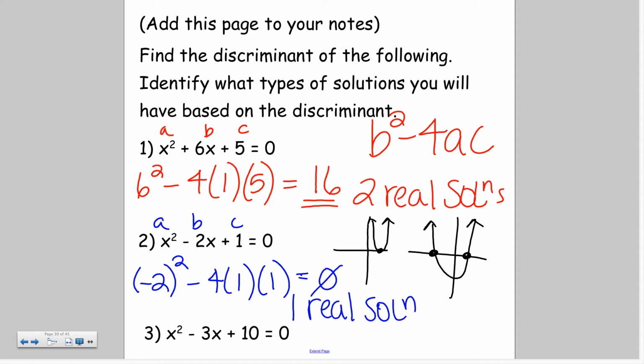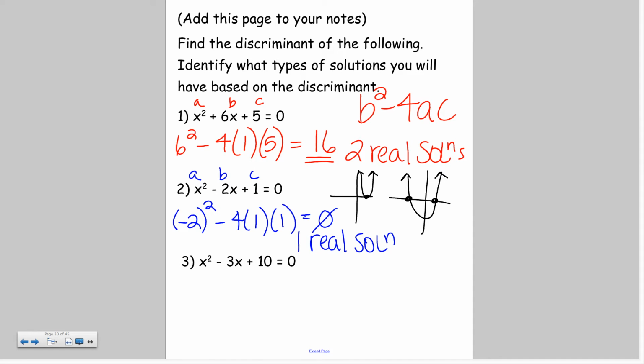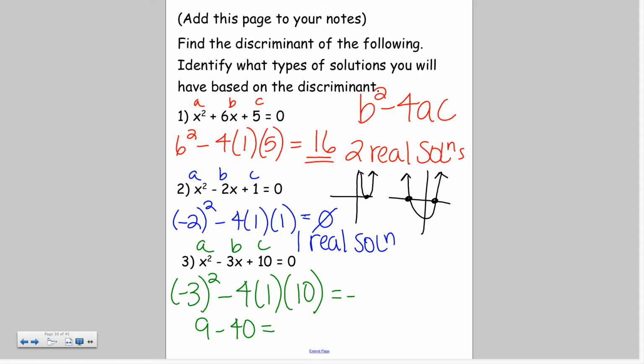All right, last one. A, B, C. So negative 3 squared minus 4 times 1 times 10. All right, plug that in my calculator. We've got 9 minus 4 times 1 times 10, so 9 minus 40, which is a negative 31. The negative tells me that I have 2 imaginary solutions.